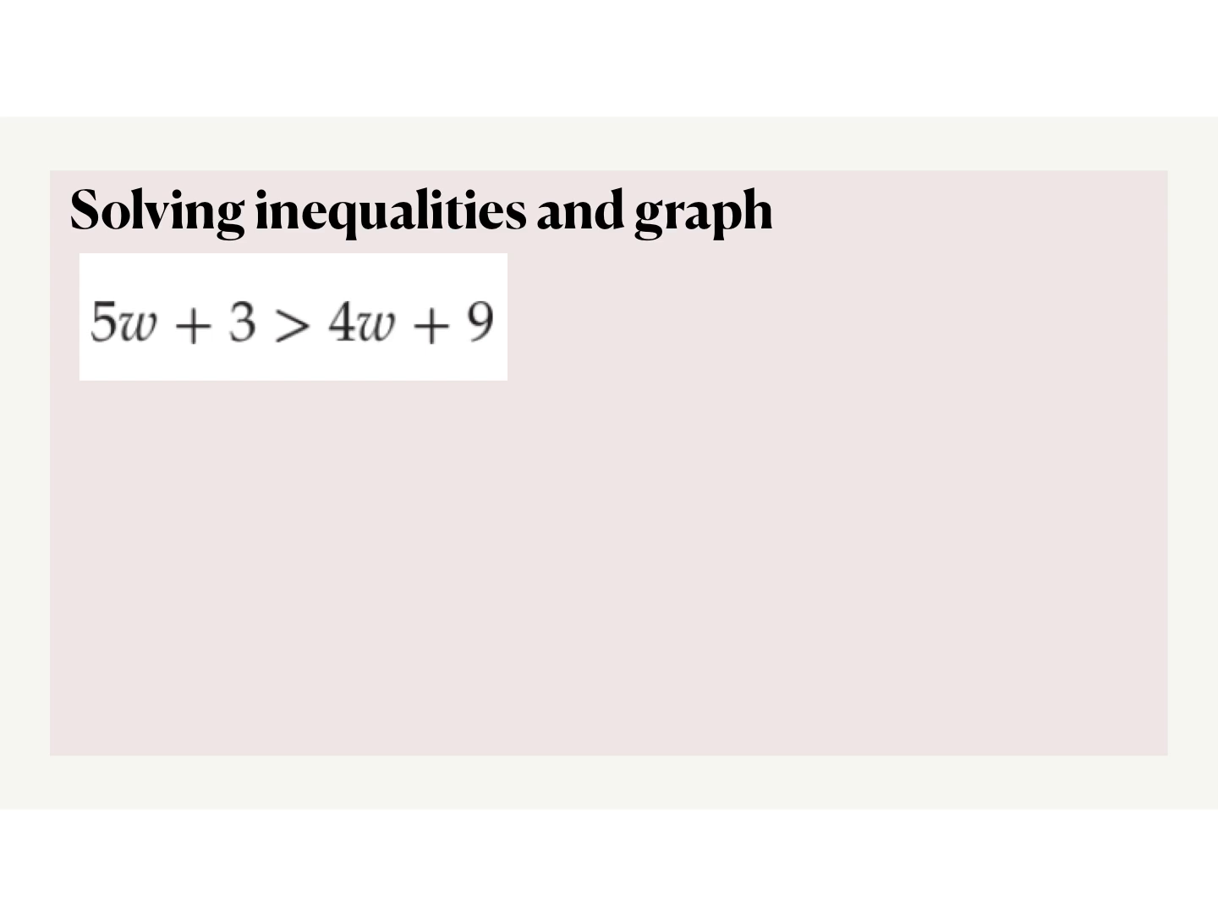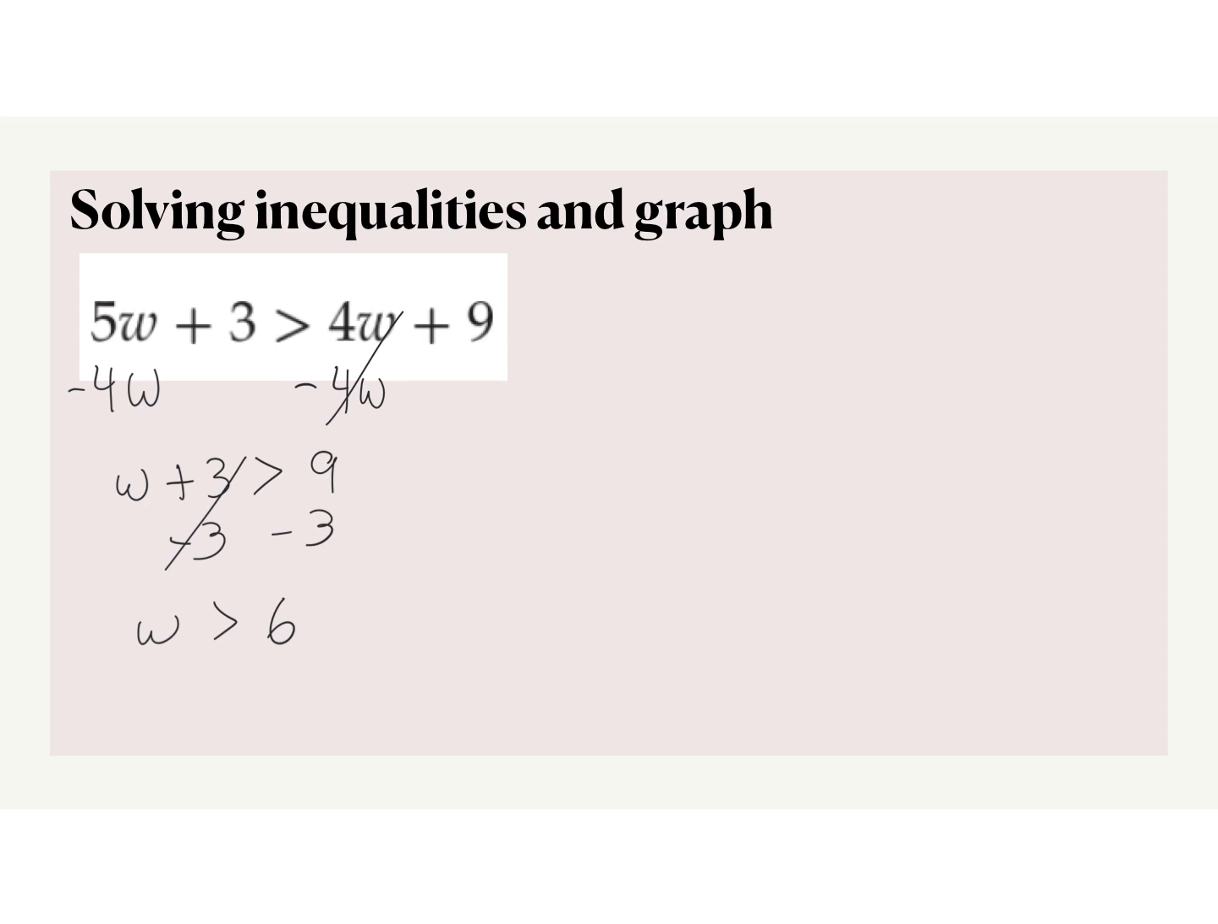So they're asking us to solve the inequality and graph. Again, we start by solving this just as if it were an equation. So I'm going to start by subtracting the 4w on both sides. That's going to give me w plus 3 is greater than 9. I'll then subtract the 3 on both sides, and we get w is greater than 6.